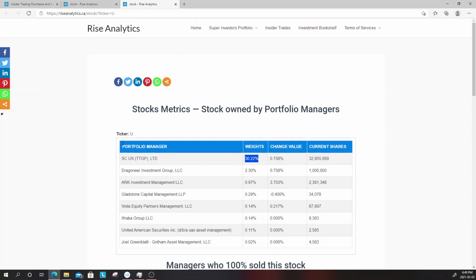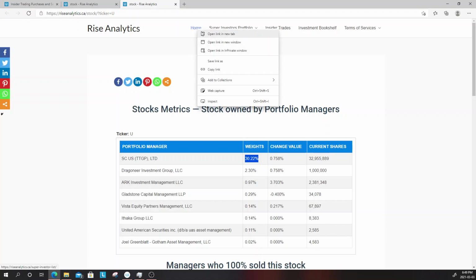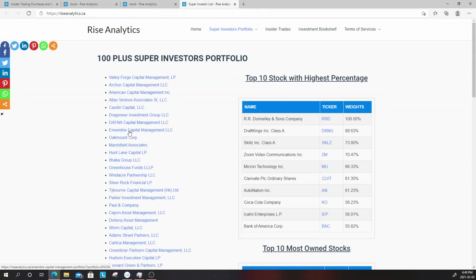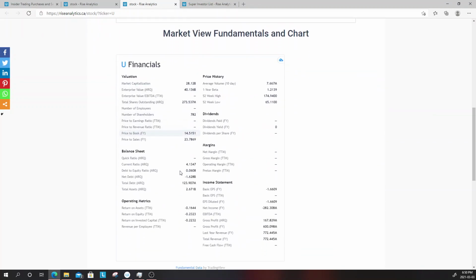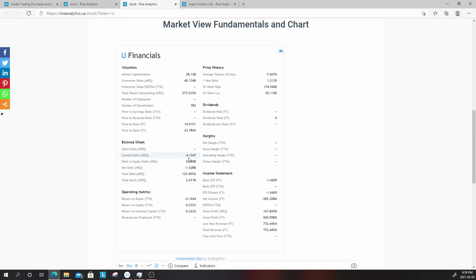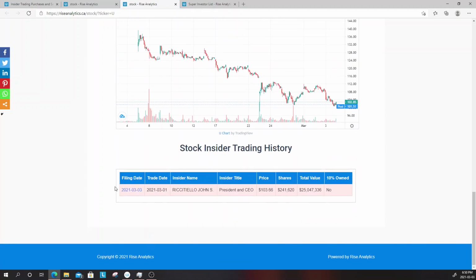If anytime you want to see what other stocks a portfolio manager owns, you can easily go to the main page and then find the full portfolio there. Again, this is the stock history, the financials of the stock, and then the chart. It's 101, and we can easily see that they are selling, and then the price also dropped.